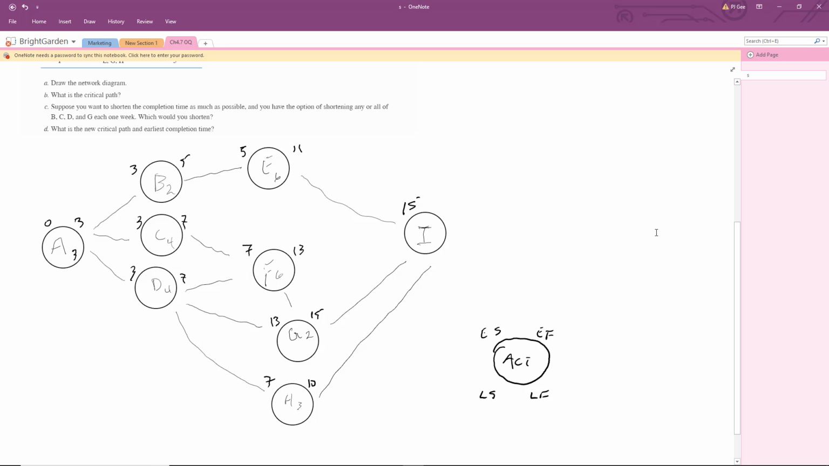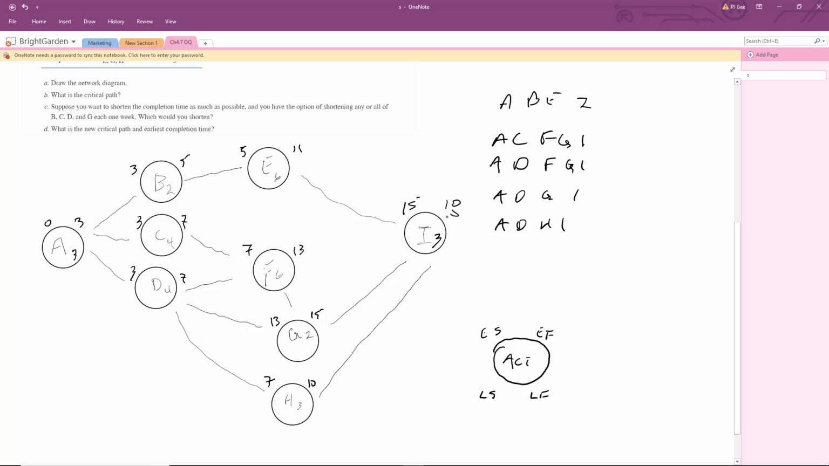And what did we have? I was 3 weeks. We had not written that in there. There's 3. So 15 plus 3 gives us 18 weeks. Okay, so that's the longest path through here gives us 18 weeks. So let's look at the paths that we have so far. So we have A, B, E, and I. We have A, C, F, G, I. We have A, D, F, G, and I. We have A, D, G, I. And we have A, D, H, I.